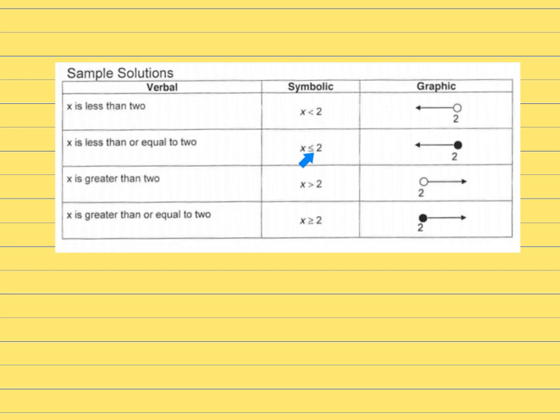If the symbol had an equal to sign underneath it, then you shade in the circle. And then here's two examples for greater than, open circle above the number and then shade to the right, greater than or equal to, closed or shaded in circle and shade to the right.